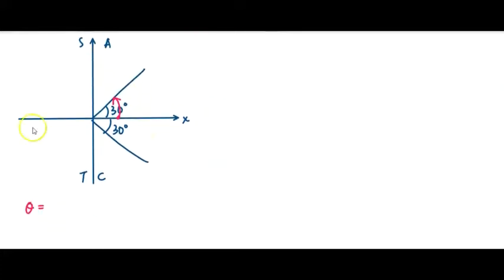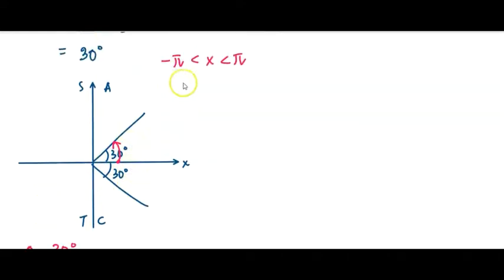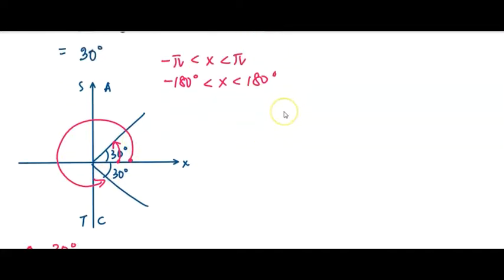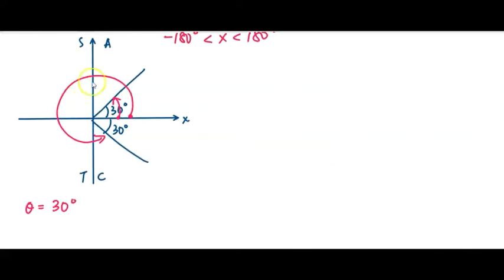So now we are going to write our answer in degree. First answer is 30 degree. Negative pi means negative 180 degree, and pi means 180. So the first answer is going to be accepted because it's in the range. Then if I continue to rotate my second angle, this angle already exceeds 180. It's more than 180, which I will ignore. Okay, this is not my answer.